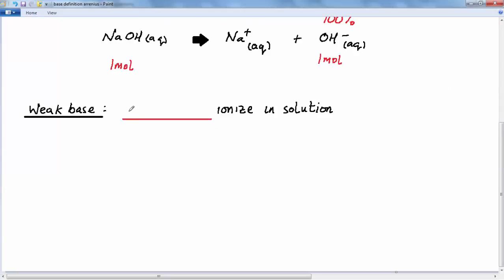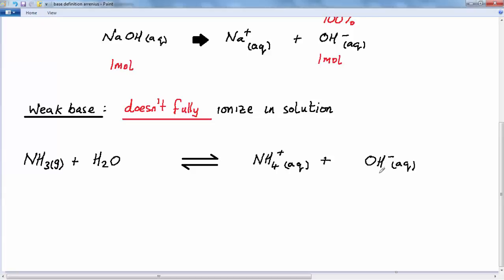Now, what do we mean by a weak base? Well, a weak base is a base that doesn't fully ionize in solution, or a weak alkali is an alkali that doesn't fully ionize in solution. So for example, in the case of ammonia, which is a gas dissolving in water, that will produce aqueous ammonium ions and aqueous hydroxide ions. However, 99% of the ammonia will remain unionized. It will remain in its covalent state as the gas dissolved in water, and only about 1% of the ammonia will ionize into the ammonium and the hydroxide ion.